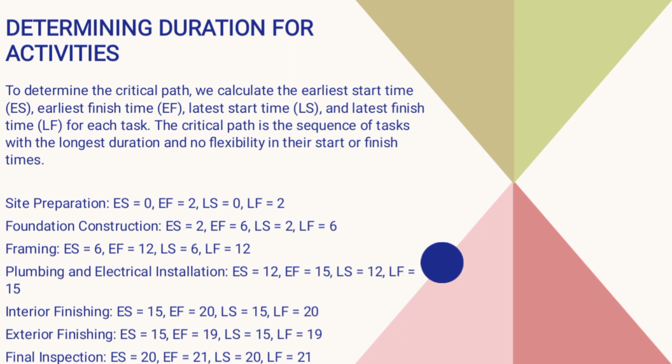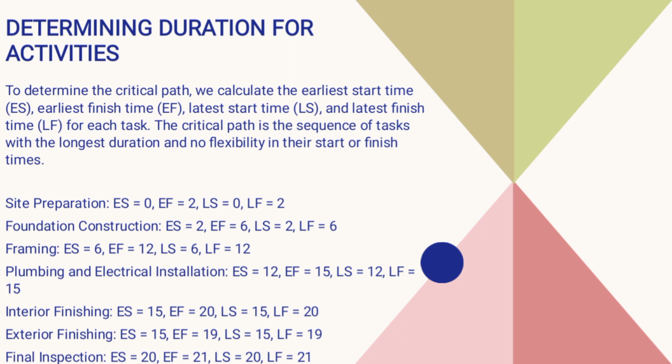And then plumbing and electrical installation. Earliest start time is after framing, which is after 12 weeks. Then earliest finish time is 15 weeks, because plumbing and electrical installation will take 3 weeks, and 3 plus 12 is equal to 15. Then the latest finish time is 15.